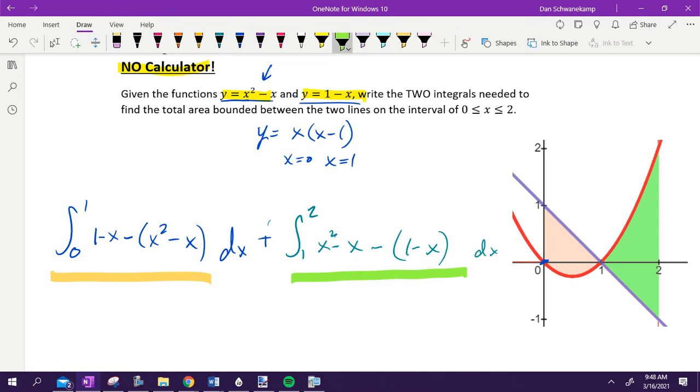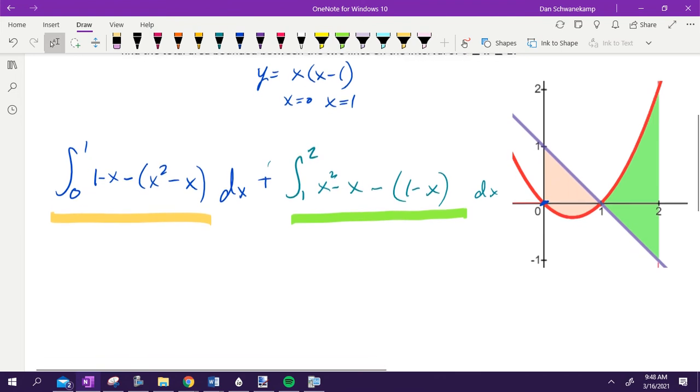But if it's not calculator, we got to be able to do this by hand. Your test on Friday is going to be non-calculator, or is going to be calculator, but there is one question where I'm going to make you do the whole integral. Okay, so make sure that you can do that. There's a reason why we're going through this problem right now.